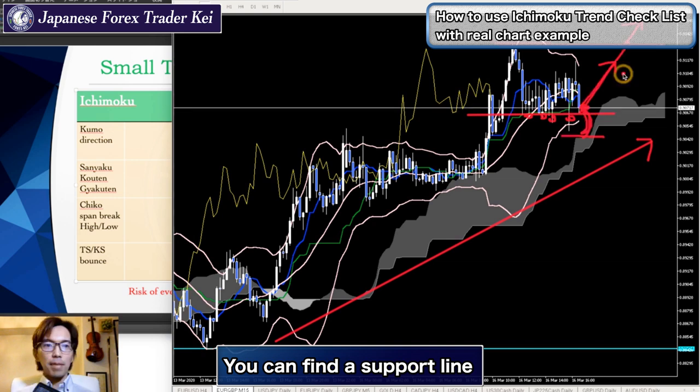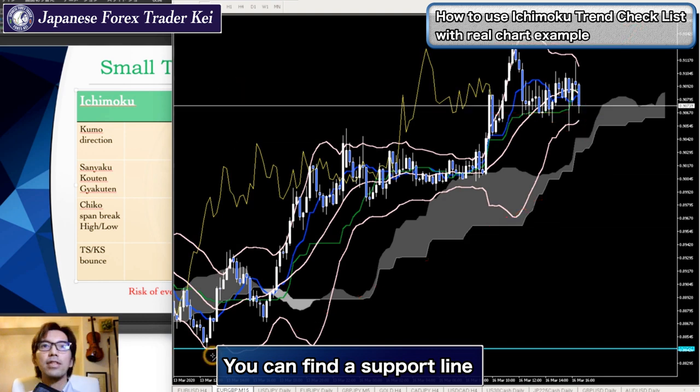Alright, so this is one way that you can take trades by buy, or you look at the trend line. You can draw a trend line like this way in this case, because the price has been supported by the trend line a couple of times here, and now it looks like it's been touching this trend line.